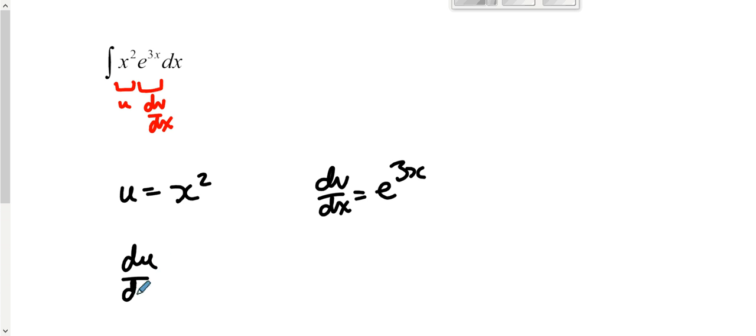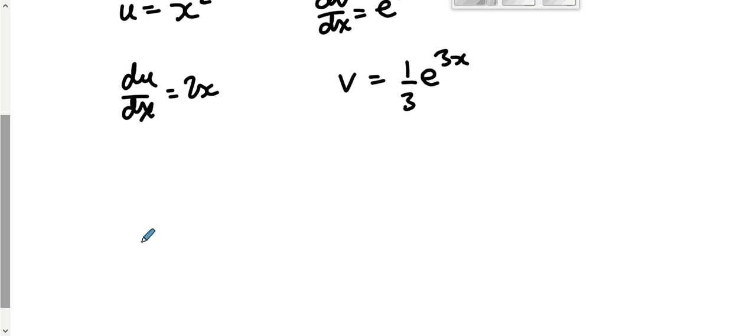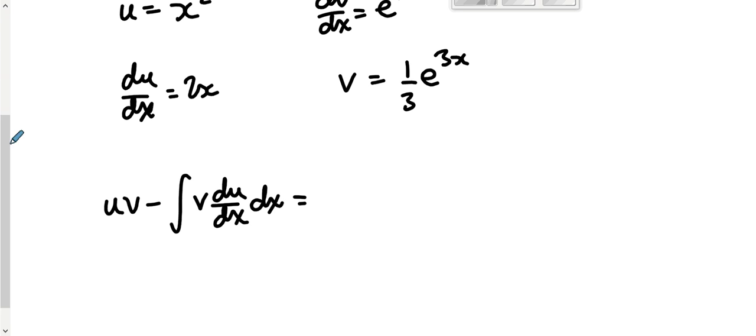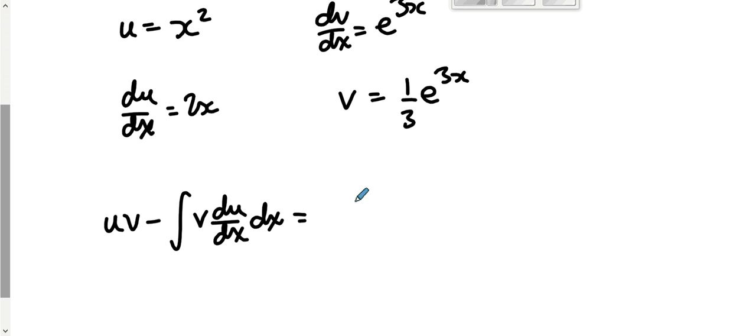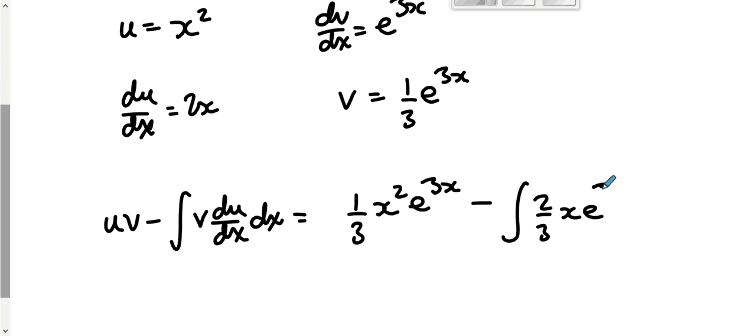So take the derivative of u, that will be 2x, and then integrate dv by dx, and that'll give us 1/3 e to the 3x. And then we substitute these into the parts formula, uv minus the integral of v du by dx. So uv is this times this, so that's 1/3 of x squared e to the 3x minus the integral of this times this, so that's 2/3 x e to the 3x, v times du by dx.